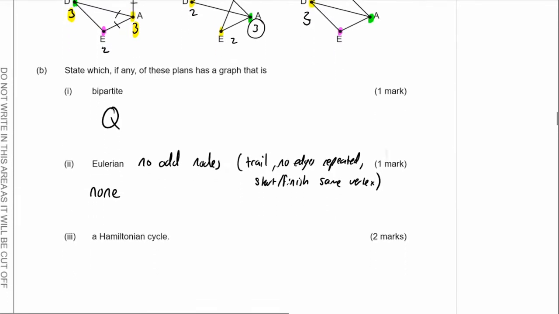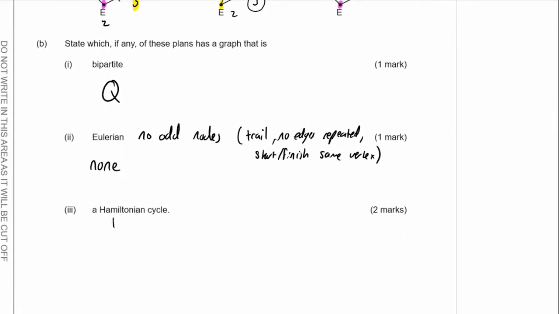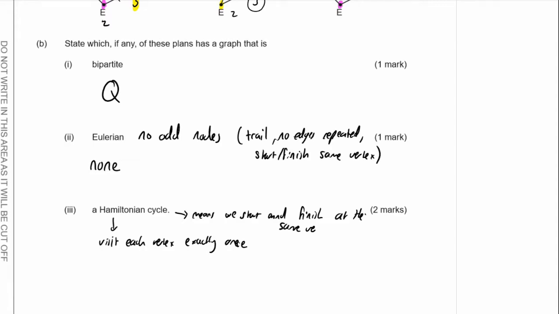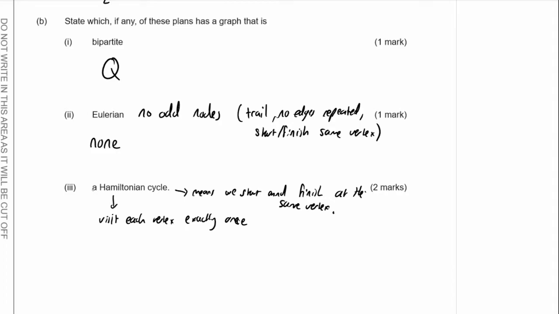Hamiltonian cycle. Hamiltonian means we visit each vertex exactly once. Cycle means we start and finish at the same vertex. With Hamiltonian, we don't care about going across all the edges. We just want to hit up all the vertices. With Eulerian, we care about all of the edges. So here we're just concerning ourselves with going past every vertex.